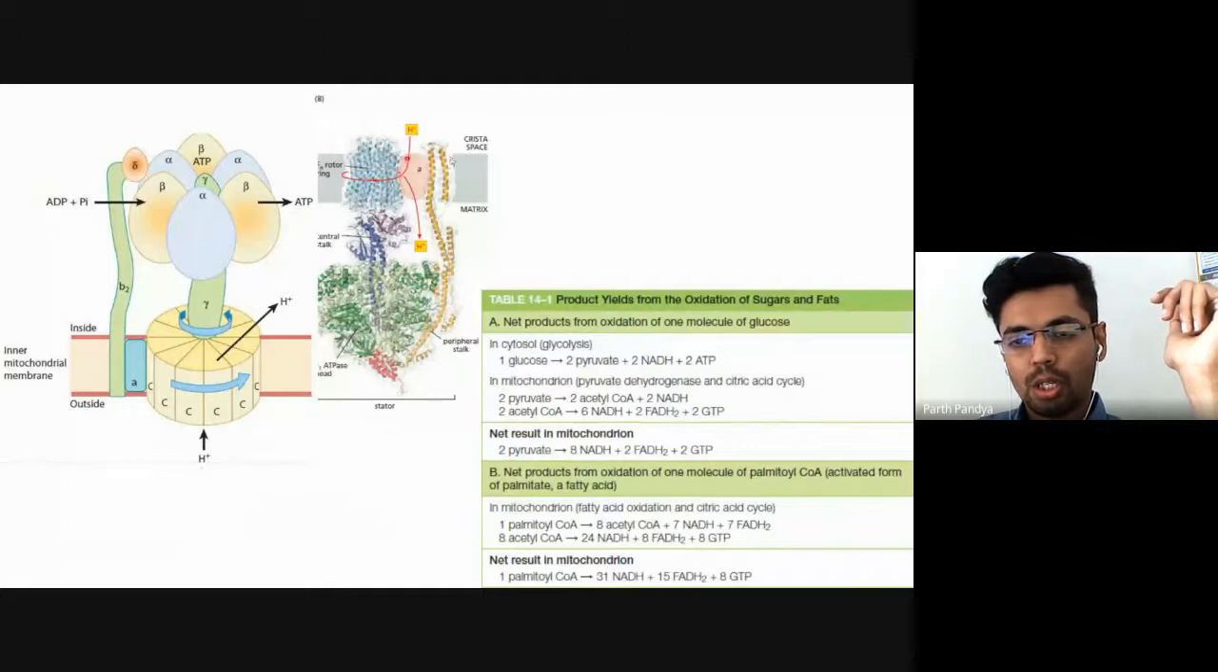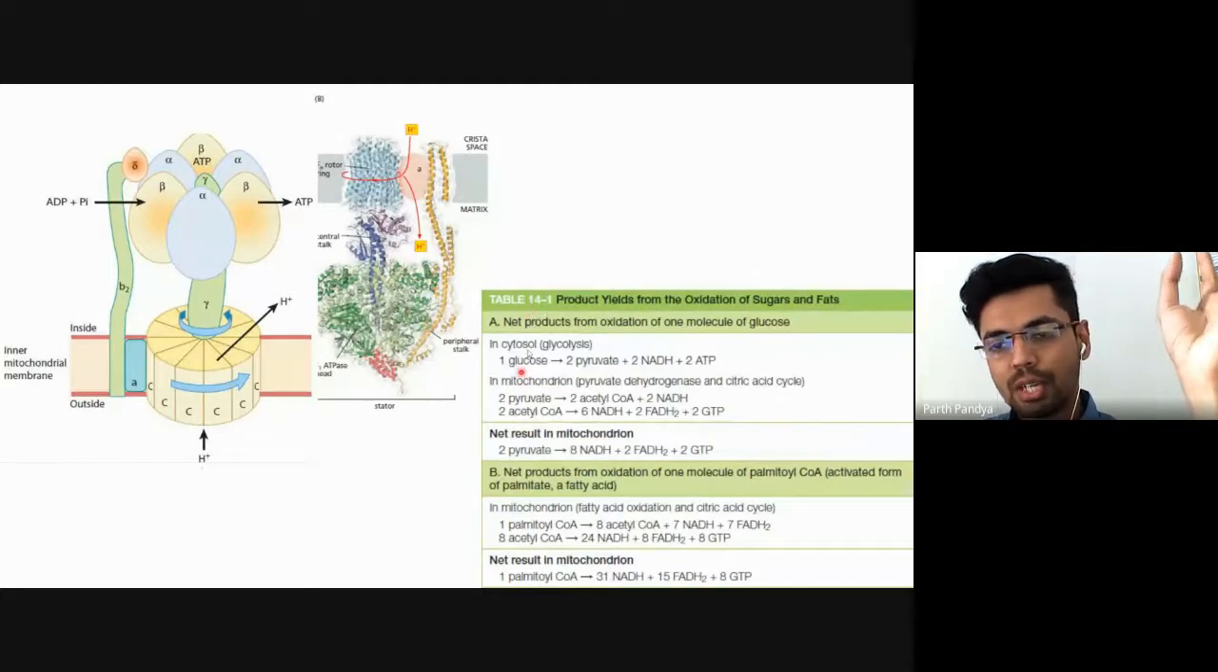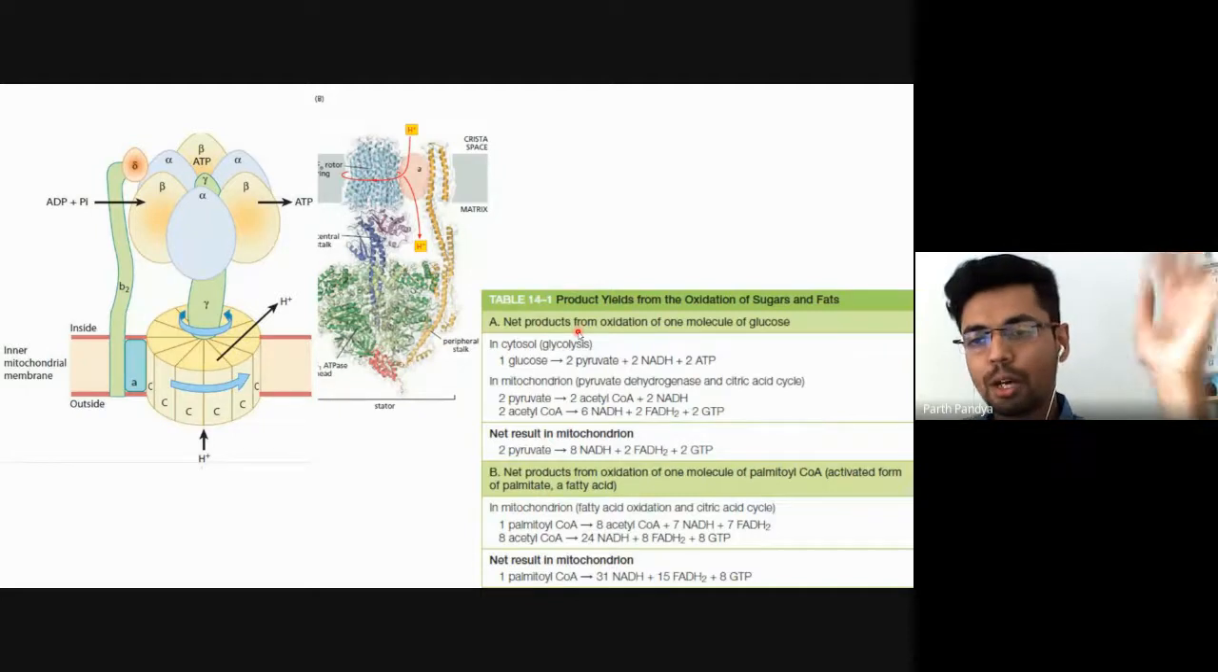Overall, if we see the cytosol in glycolysis, one glucose molecule results in 2 pyruvate, and 2 NADH and 2 ATP molecules are produced. Overall, this pyruvate goes into the mitochondria with the help of pyruvate dehydrogenase and citric acid.